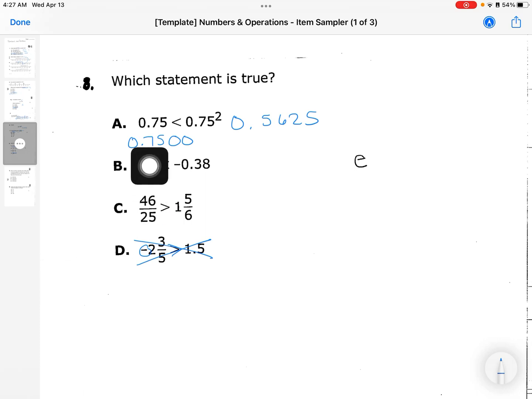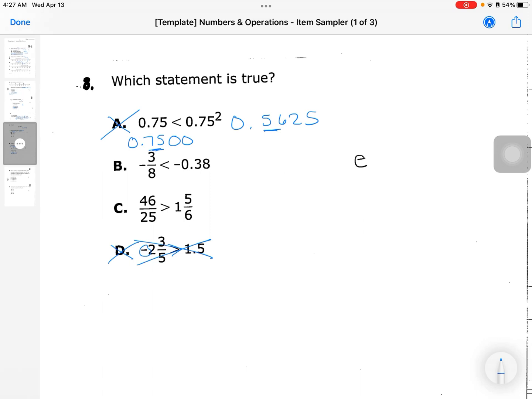Is 7,500 here smaller than 5,625 10,000s? No, it is not, because 75 is going to be bigger than this 56 here. So A is not a true statement. That leaves us with B or C.